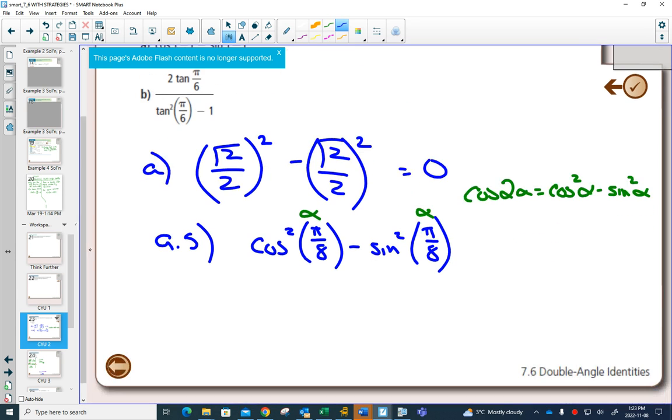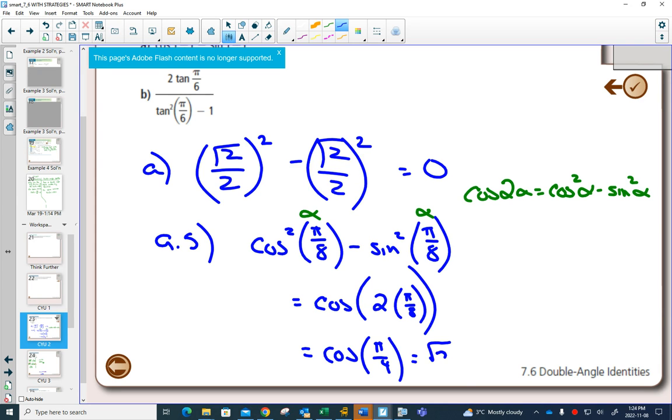So we have to have our formulas somewhat memorized to be able to recognize that. Then I can change this to cos of 2 times alpha, pi over 8. And 2 times pi over 8 reduces to 2 pi over 8, which is just pi over 4, and now I can evaluate it to be root 2 over 2. So even though pi over 8 wasn't on my pi plate, I can still figure this out.